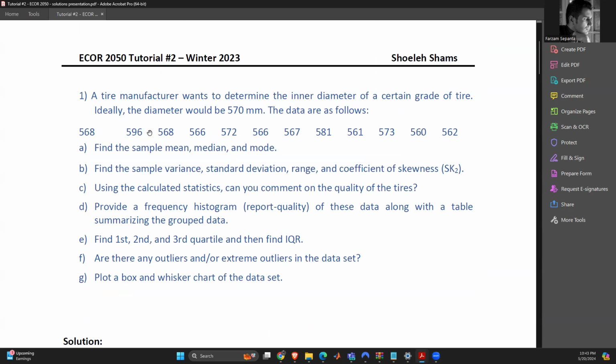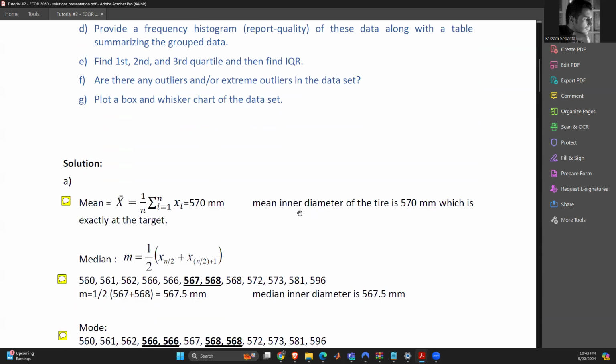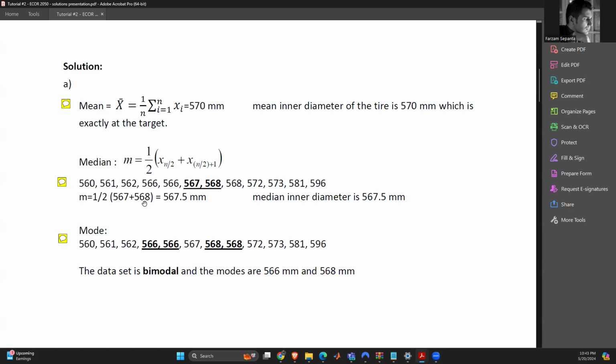And you can see that you have an ideal diameter up there, so the difference is nil. It's exactly at the target. The next step is calculating the median.